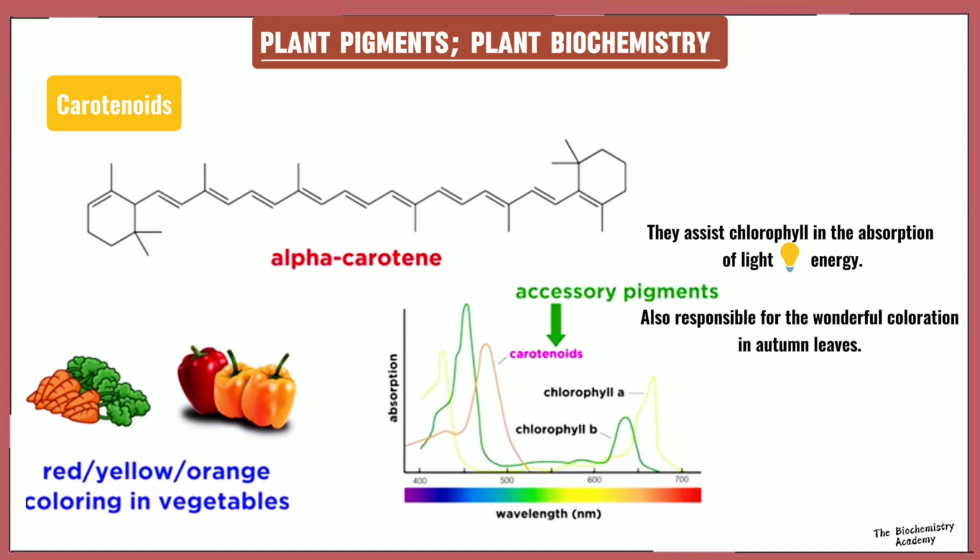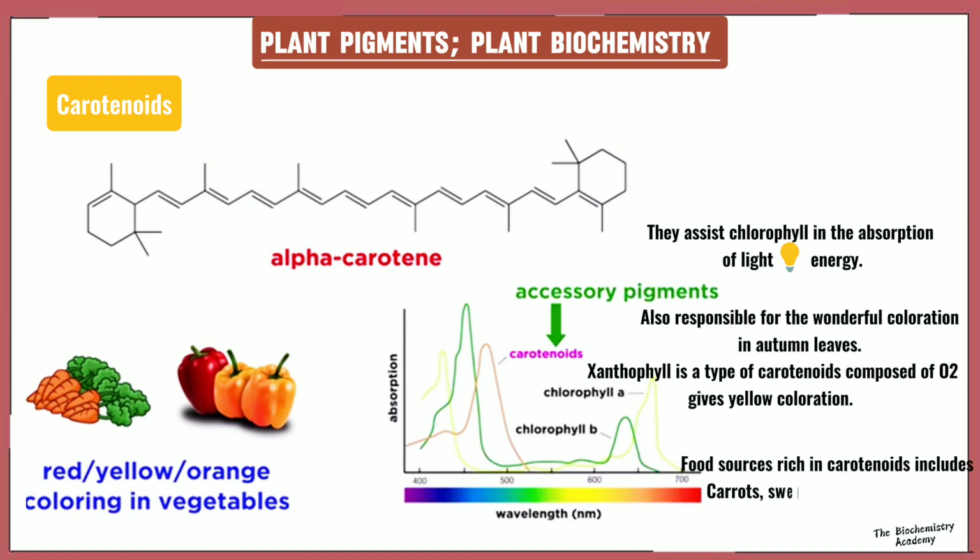Now, xanthophyll is a type of carotenoid, and they contain oxygen. This type of carotenoid is responsible for yellow coloration. Foods which are rich in carotenoids are carrots, sweet potato, spinach, tomato, and some fruits like papaya.